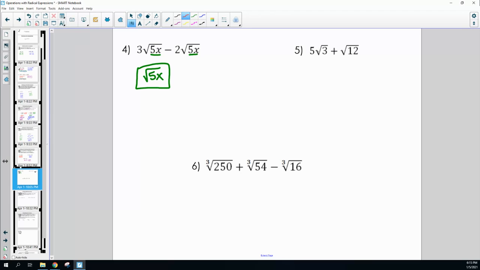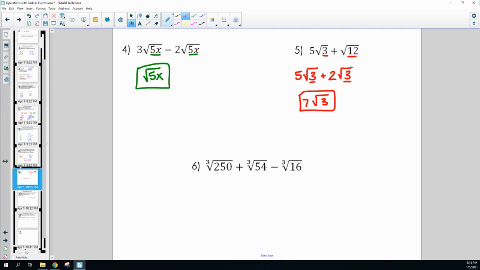Number 5, indexes are the same, radicands are not the same. So we're going to rewrite the square root of 12. So again, that's going to be, let's see, 4 times 3. So the square root of 4 is a perfect square. So we're going to pull out a 2 square root 3. Now we have the same radicand. They're both 3's. So we can add the coefficients. 5 plus 2, that's going to give us 7 square root of 3.